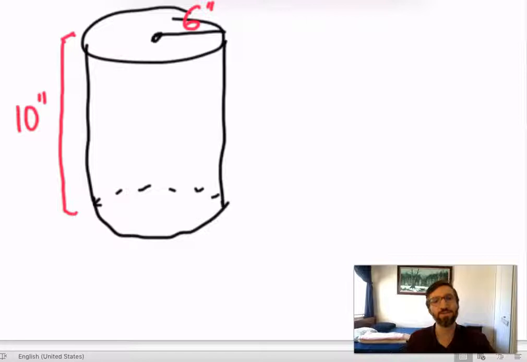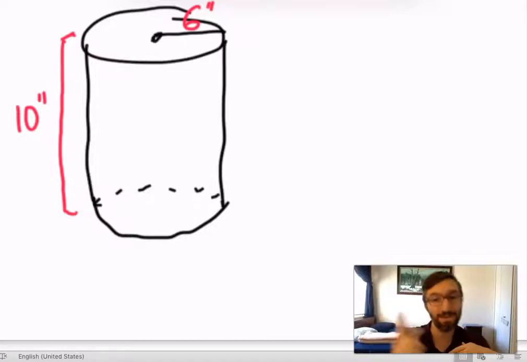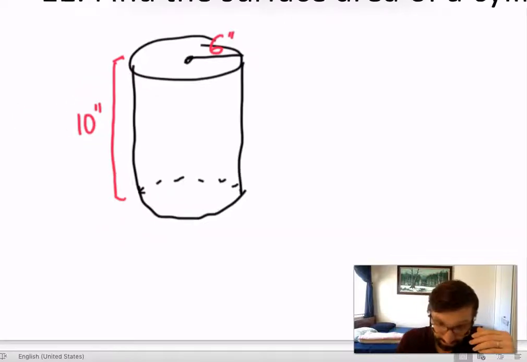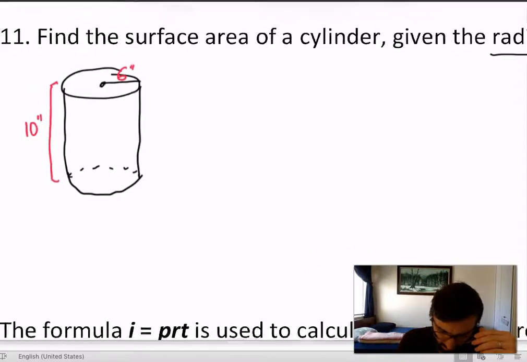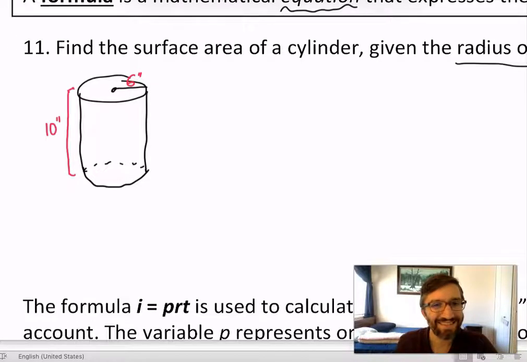All right, so there's a cylinder. We'd like to know the surface area. The surface area would be like the paintable area. If you had this cylinder and you painted the top, you painted the bottom, and you painted the part that wraps around, that would be the surface area. So you may remember in a previous math course drawing the net of a 3-dimensional object.